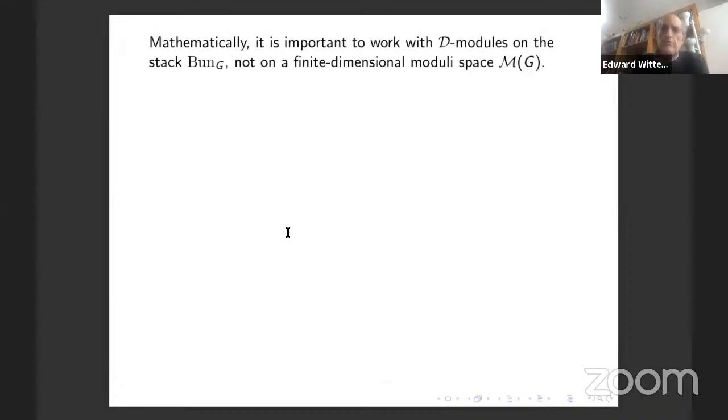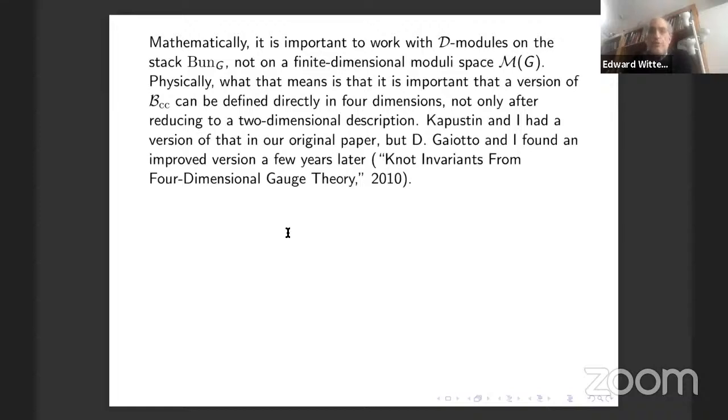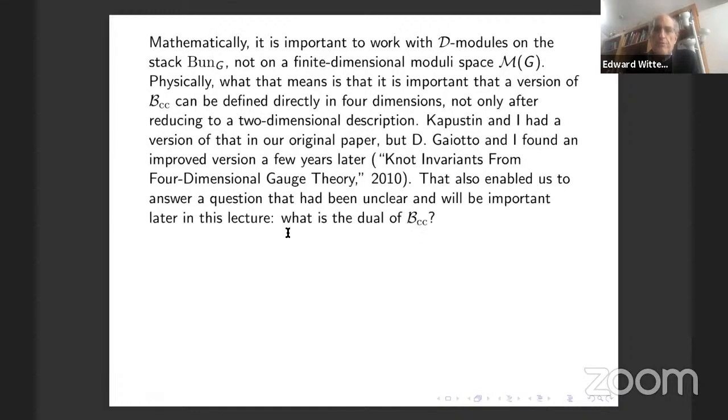Now, mathematically, it's important to work with D-modules on the stack Bun_G, not on a finite dimensional moduli space. Physically, what that means is that it's important that a version of the coisotropic brane can be defined directly in 4 dimensions, not only after reducing to 2 dimensions. Kapustin and I had a version of that in our original paper, but Gaiotto and I improved it a few years later. And by improving it, we were able to give an answer in the physics approach to a question that had been unclear to me and will be important later in this lecture.